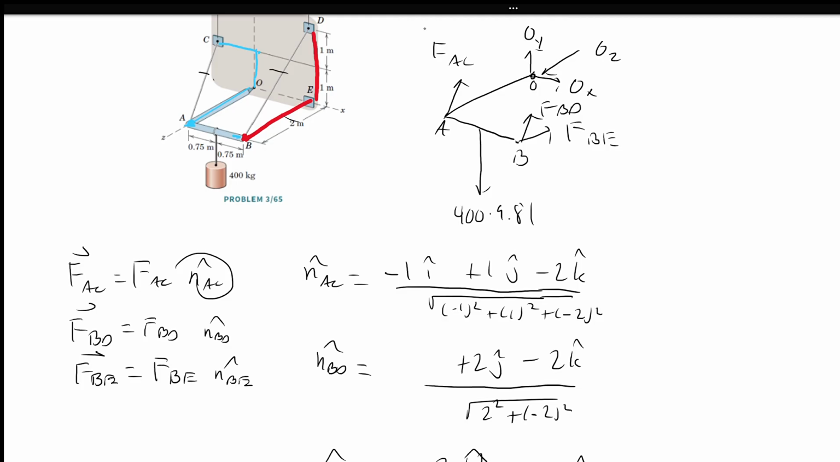Great, so now we have our three unit vectors here. And what we need to do now, I'm going to actually take a second and turn those into decimals. So as I do that, you can ponder.